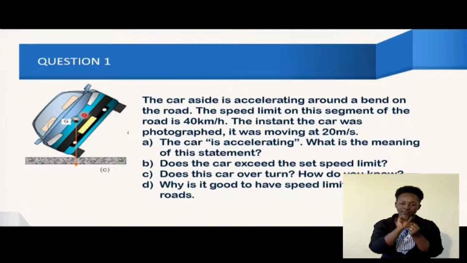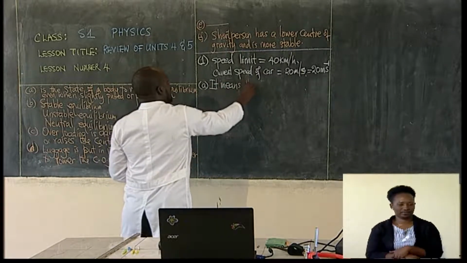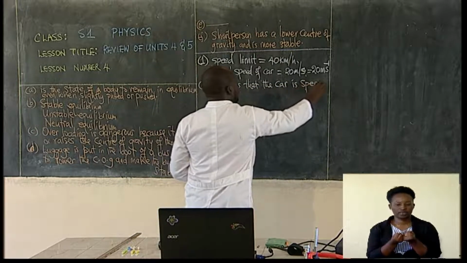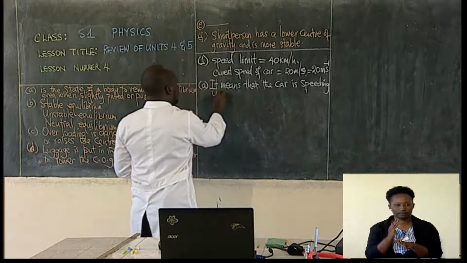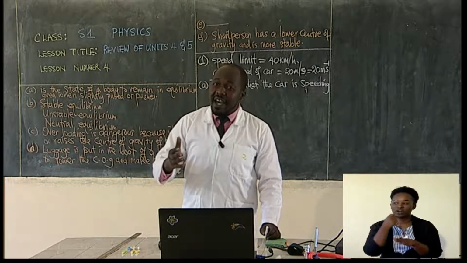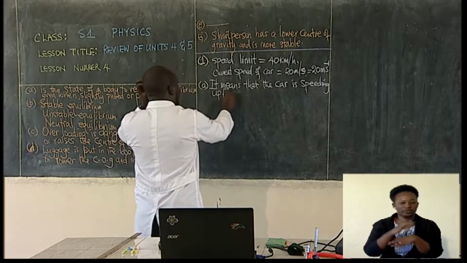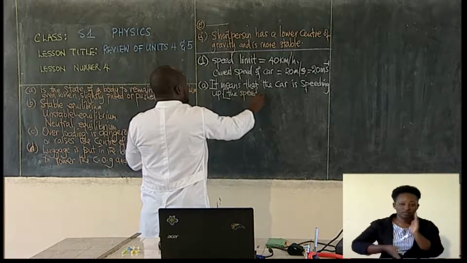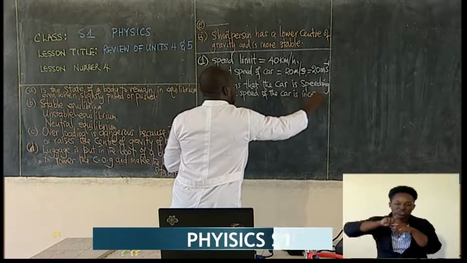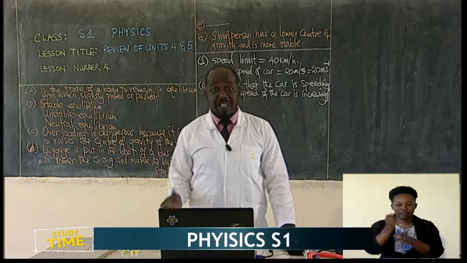When they say the car is accelerating, what does it mean? This one means that the car is speeding up. The car is speeding up. When I say it is speeding up, it means the car is moving faster and faster every second. In other words, someone can say the speed of the car is increasing. Okay? The speed of the car is increasing. That's the meaning of that statement.